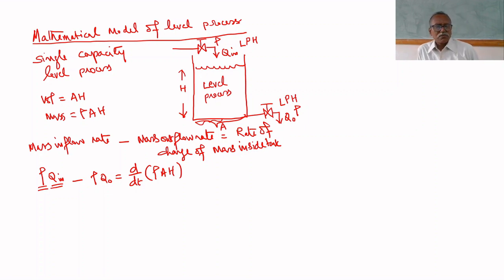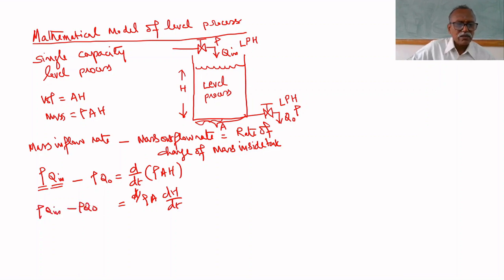Rho is constant, A is also constant, that's why we can write here rho A dH by dt. Here rho Q in minus rho Q naught, rho getting cancelled. Therefore, Q in minus Q naught equals A dH by dt.